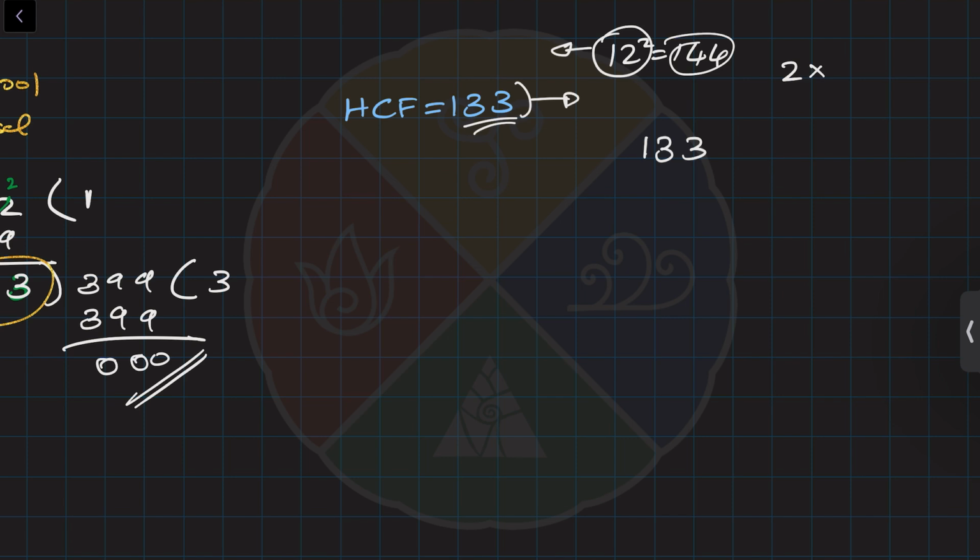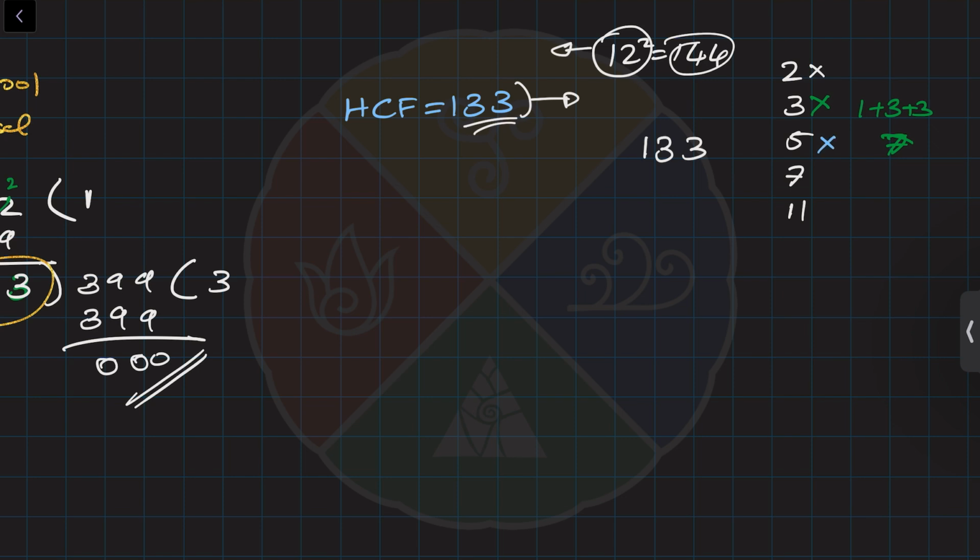So the next prime number is 3, next is 5, next is 7, next is 11. I only have to check with them. Is it divisible by 3? I will add all the digits, 1 plus 3 plus 3. That is 7, not 6. So it is not divisible by 3. Now I'm checking with 5. The last digit is not 5 or 0. It is not divisible by 5.